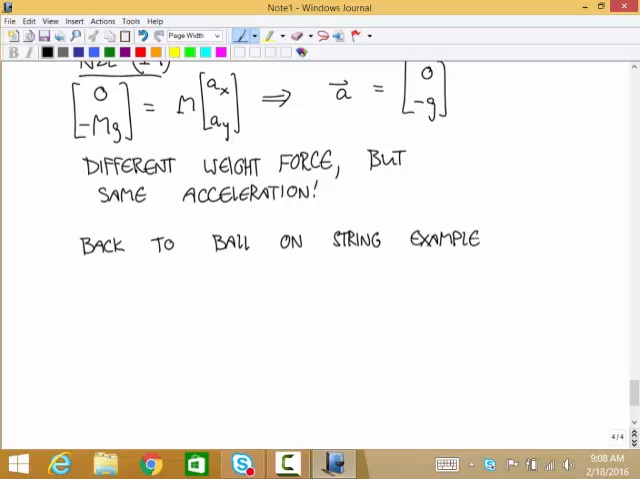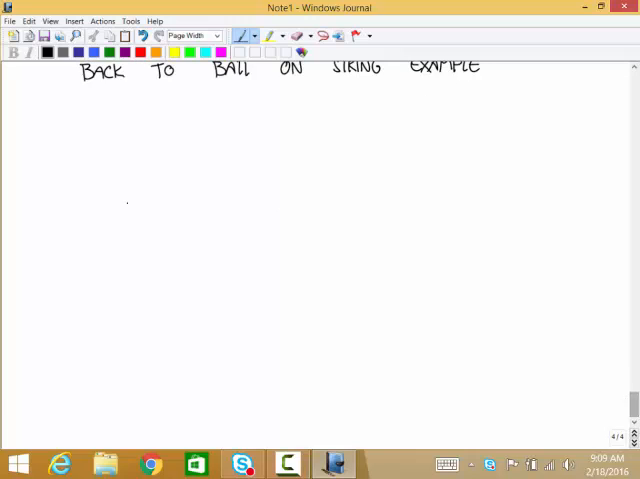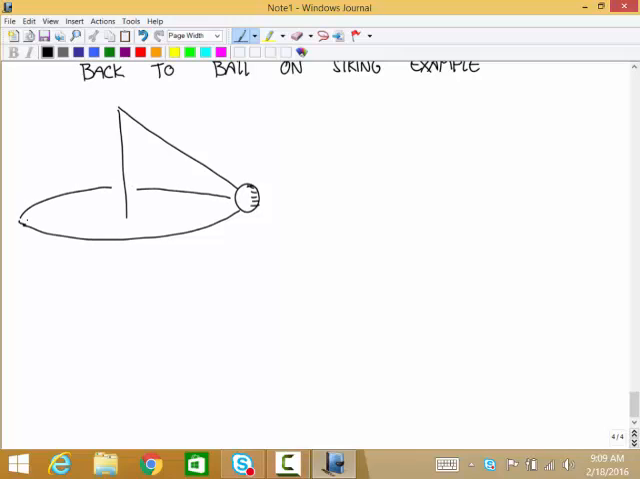There are two forces acting on the ball. Let me draw this picture again. Okay, so this ball's traveling in circular motion. It's going this way at pi radians per second.